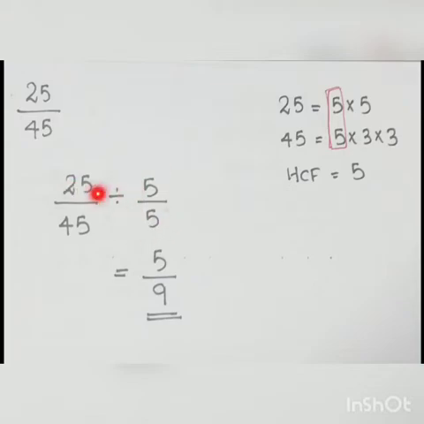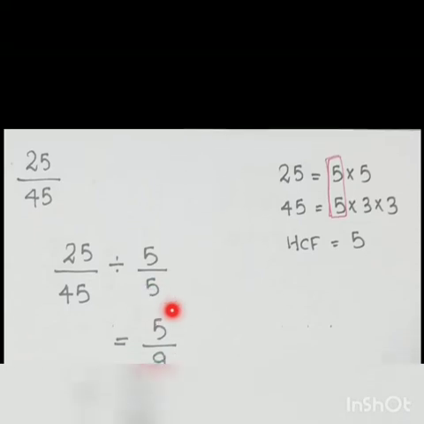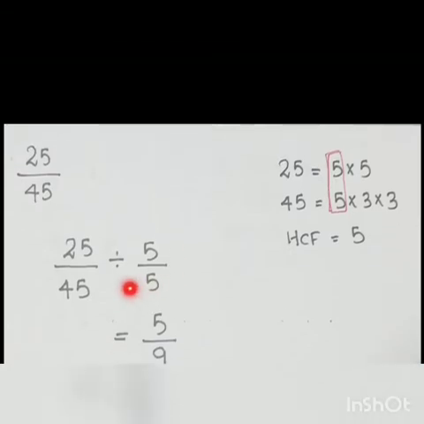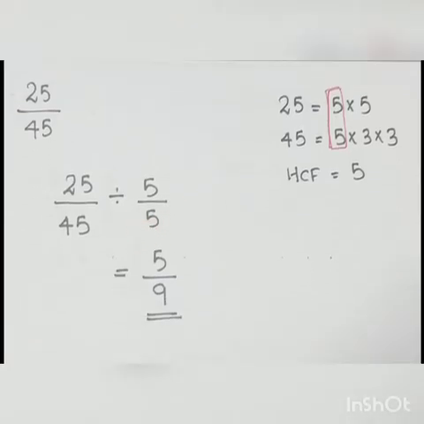Now 25 divided by 5, I got 5. 45 divided by 5, I got 9. Now when I look at this rational number 5 by 9, there is no common factor between 5 and 9. Then we can say 5 by 9 is in the standard form. Here there is no negative integer in the question, so there is no need of considering that. So 5 by 9 is the standard form of 25 by 45.